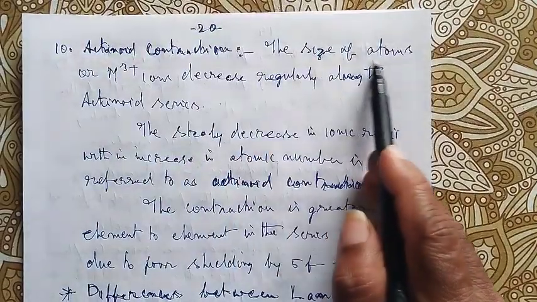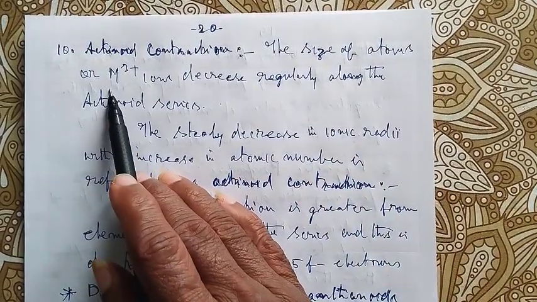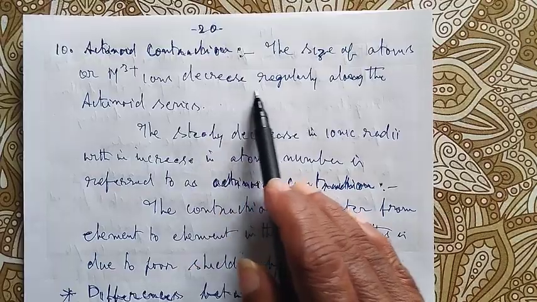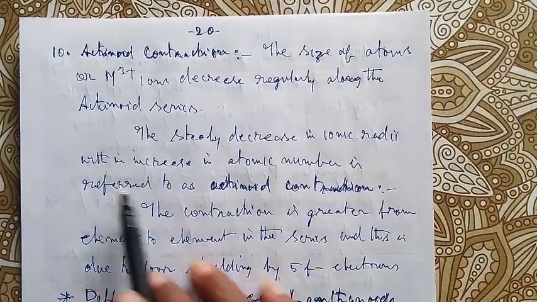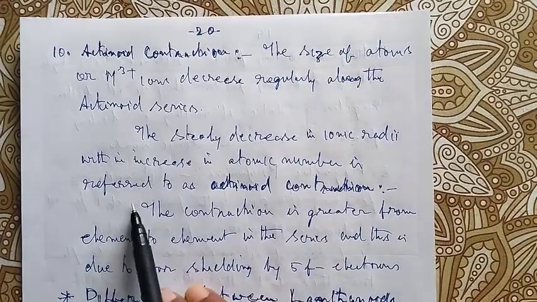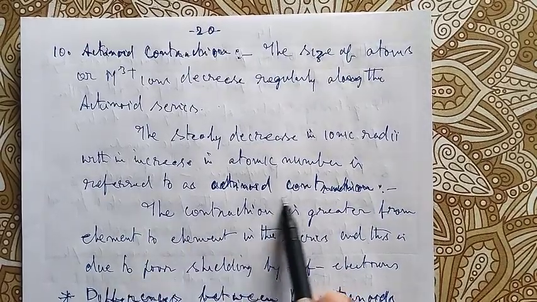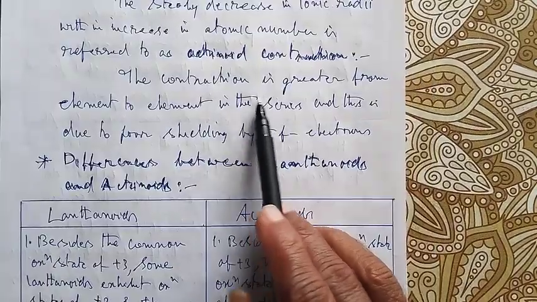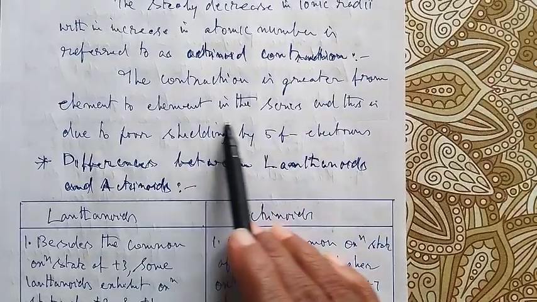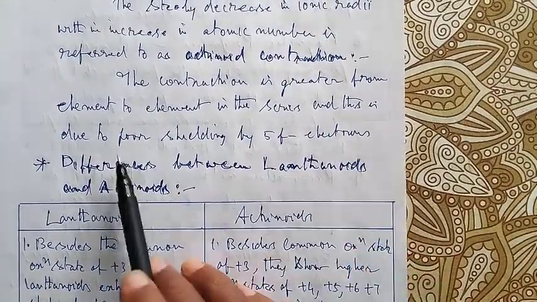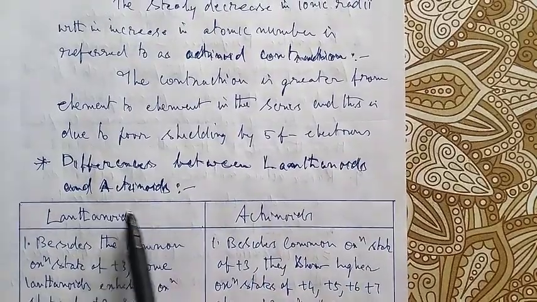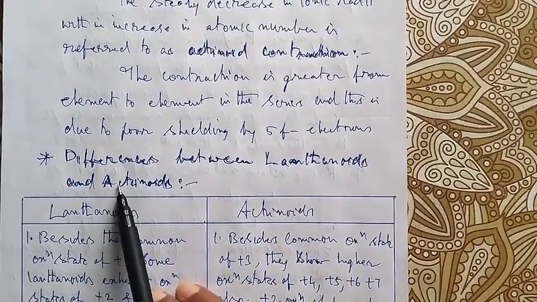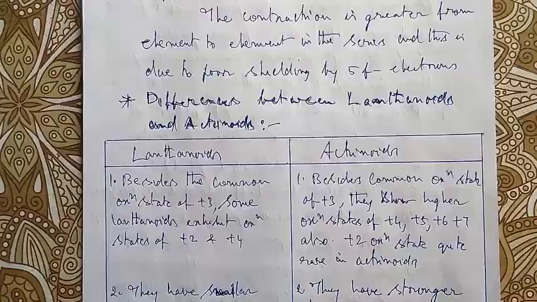Actinoid contraction. The size of atoms and M3+ ions decreases regularly along the actinoid series. The steady decrease in ionic radii with increase in atomic number is referred to as actinoid contraction. The actinoid contraction is greater from element to element in the series, and this is due to the poor shielding by 5f electrons. Now let us see the differences between lanthanoids and actinoids.